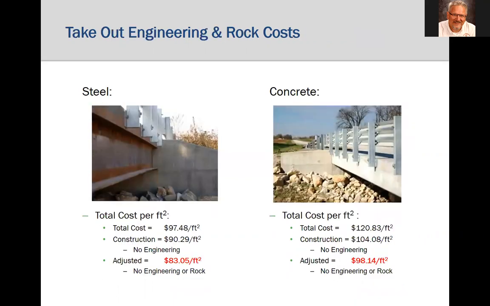So to address these differences, the engineering and the rock costs are removed from the total cost to get a better comparison between the two bridges. When the engineering and rock costs are removed, the concrete costs about 98 bucks a square foot, whereas the steel bridge had a cost of 83, or a 15.4% reduction in cost for the steel bridge.